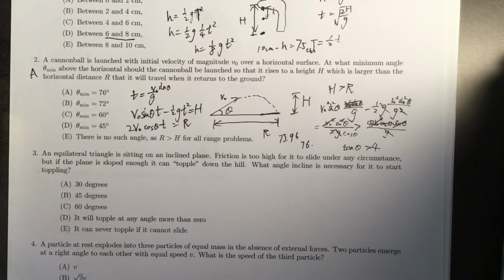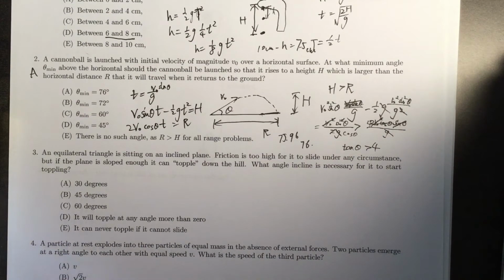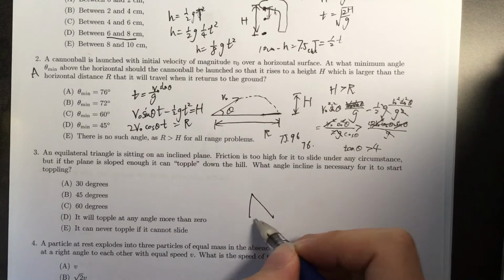An equilateral triangle is sitting on the inclined plane. Friction is too high for it to slide under any circumstances. If the plane is sloped enough that it can tumble down the hill, what angle of incline is necessary for it to start to tip? So it's a very easy problem.